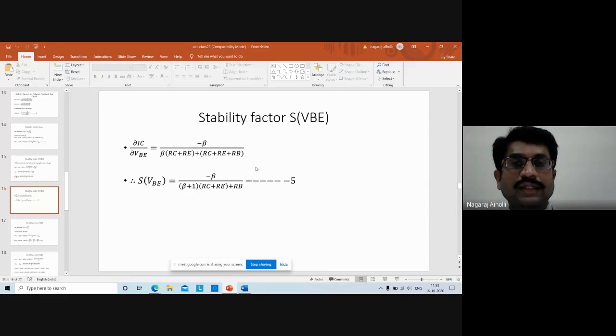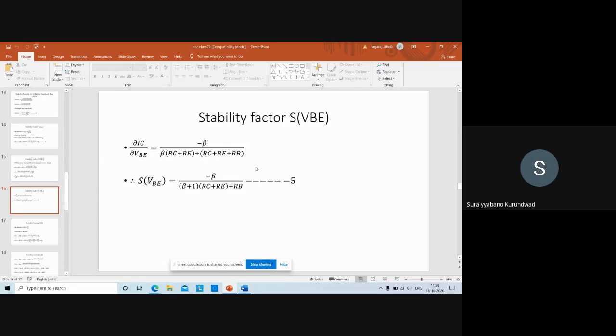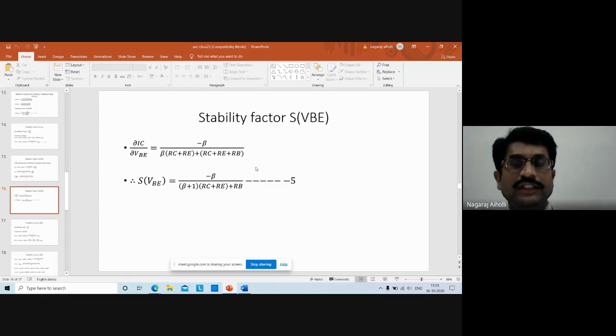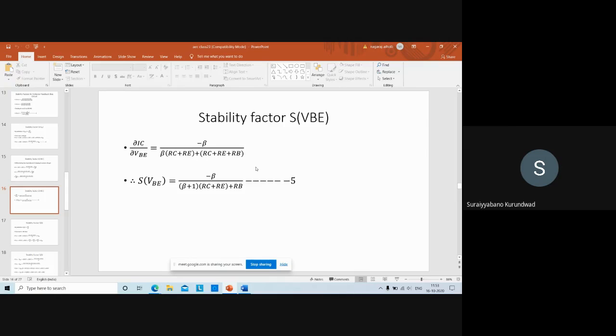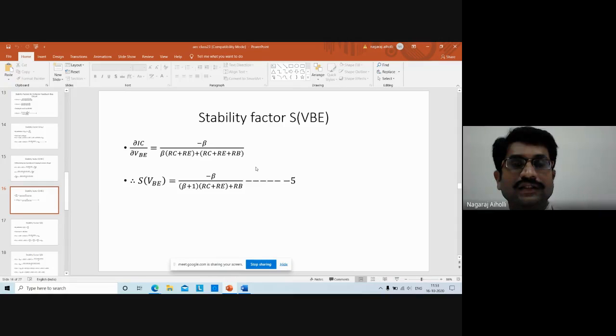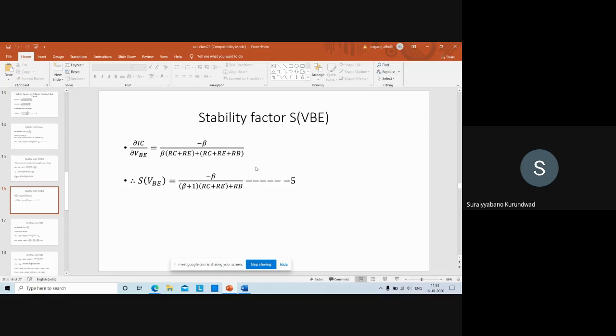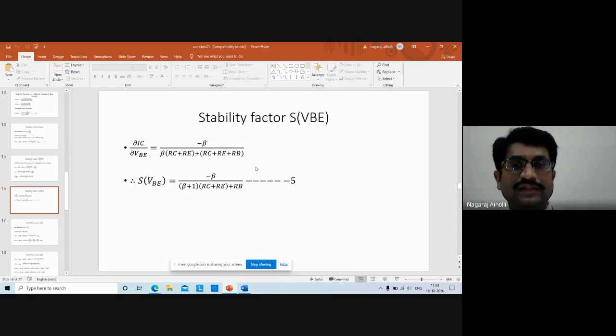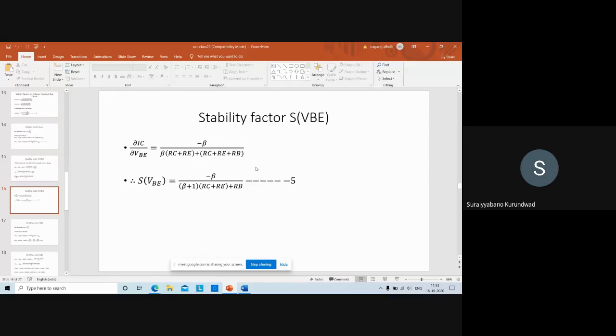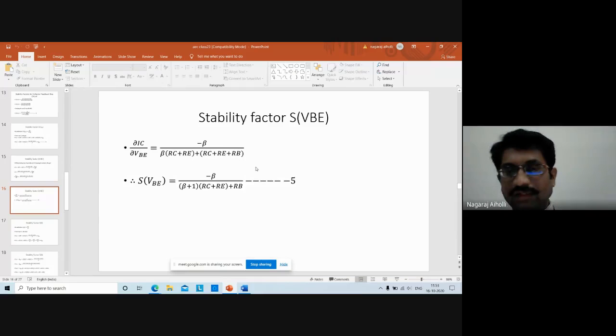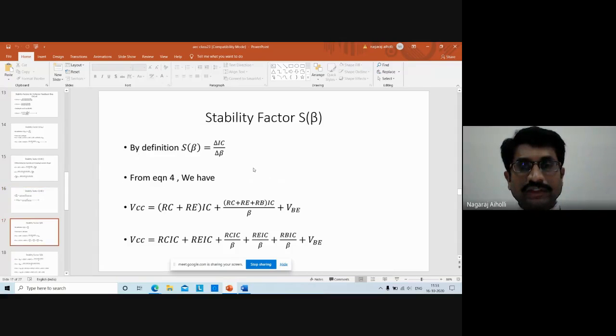Tejas? Tejas? Surya Banu? Yes, sir. Understood this derivation? Any doubts here in this derivation? No, sir. Any problem in understanding? No, sir. Okay. Fine. So let us move on to the next derivation, that is S of beta.